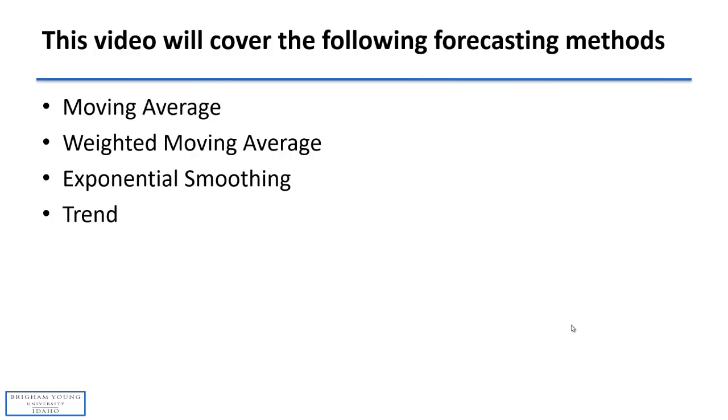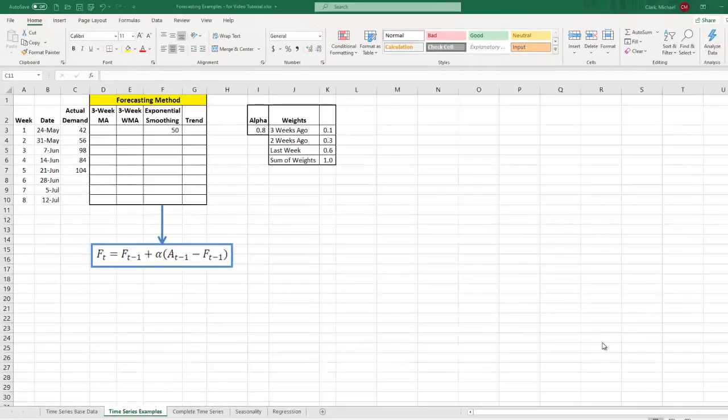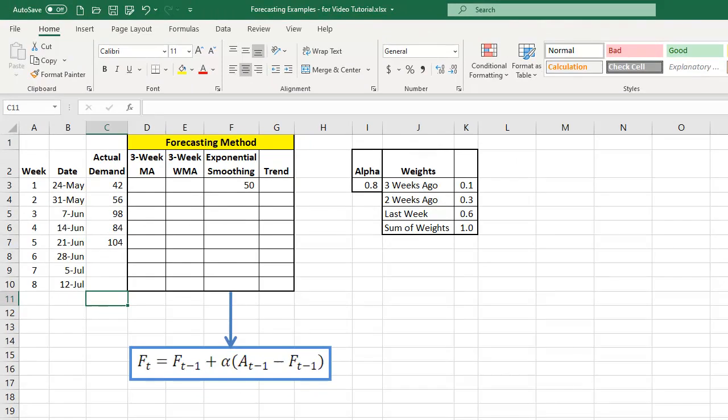We're going to jump over into Excel and look at examples that can be found in the textbook as we walk through these methods. Again, we're starting with a moving average. We're going to do a 3-week moving average, and as it says in the textbook, we need to forecast what the demand is going to be in week 6.